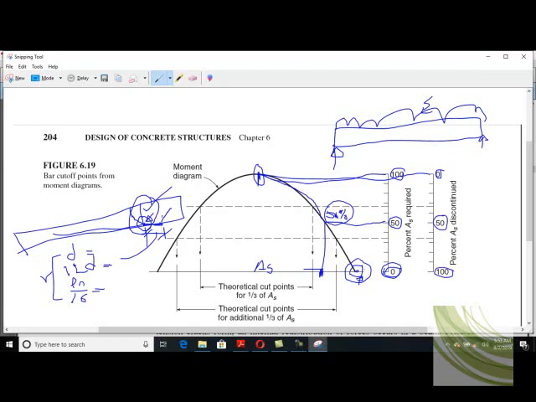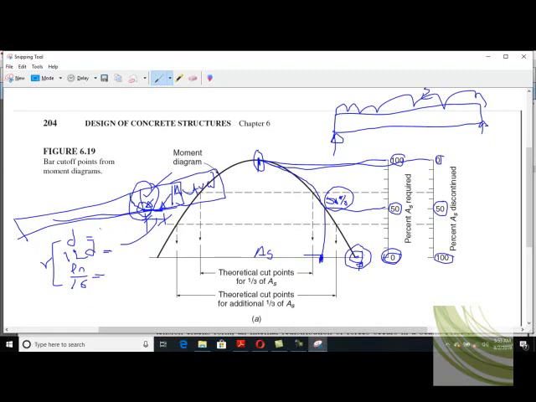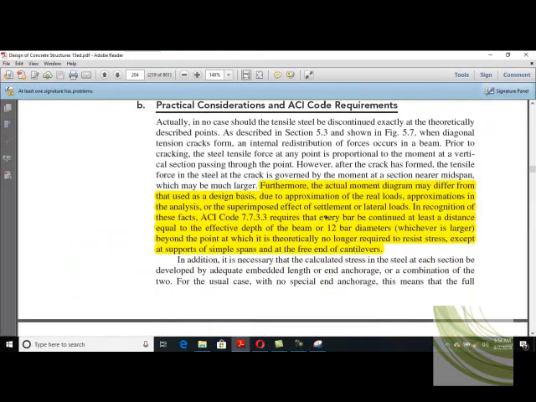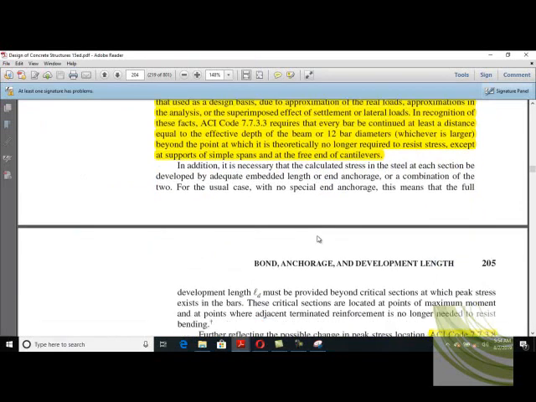And then this cutoff point is called the actual cutoff point. Although there are some other considerations due to which this point may be extended towards the support, basically we can say that this is our actual cutoff point. Clear? So this approach is basically adopted due to shear stress concentration. Clear?